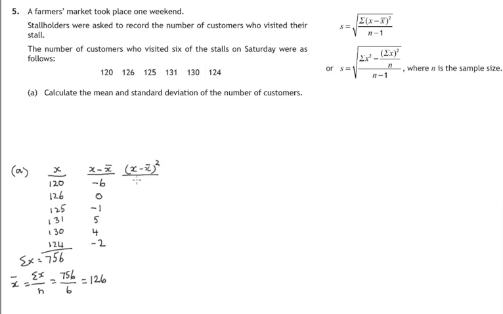Negative 6 squared is 36. You notice every time we square a number we'll get a positive or 0 number. Never get a negative number in this column. 0 squared is 0. Negative 1 squared is positive 1. 5 squared is 25. 4 squared is 16. Negative 2 squared is 4.